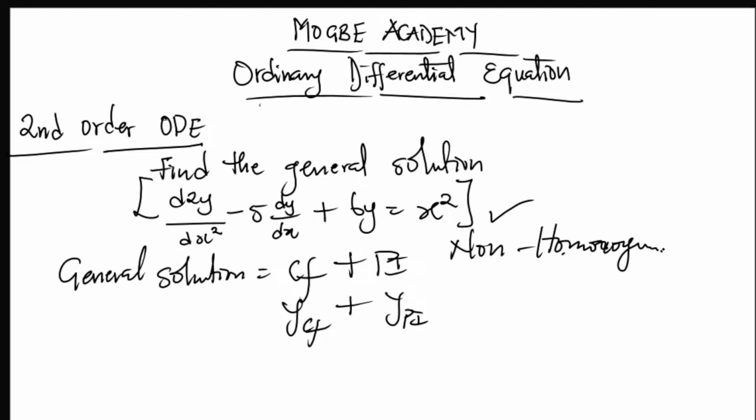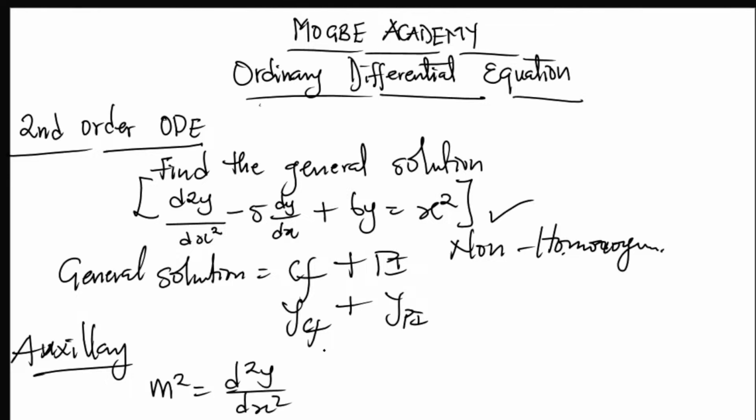Now, after considering that your equation is non-homogeneous, the first thing you do is to get the auxiliary equation from your given differential equation. Remember, when we want to get our auxiliary equation, we always assume that m square is equal to d square y over dx square. We also assume that m is equal to dy over dx. Are we together?